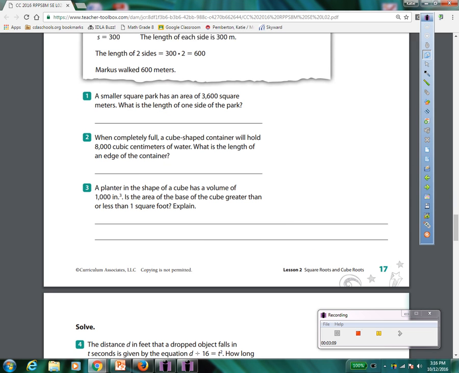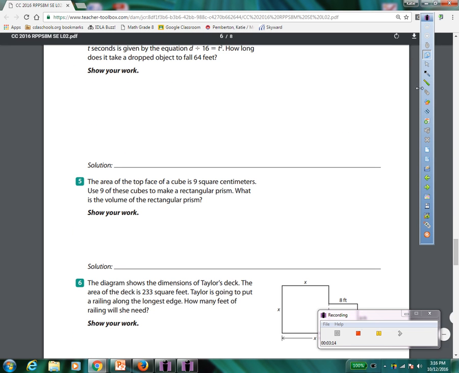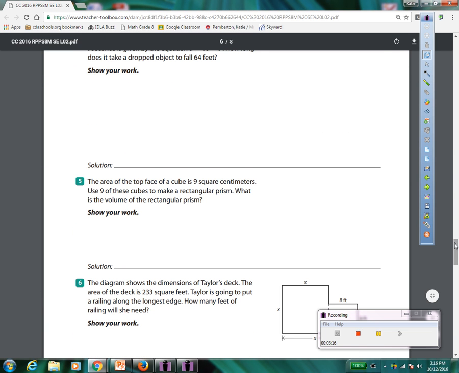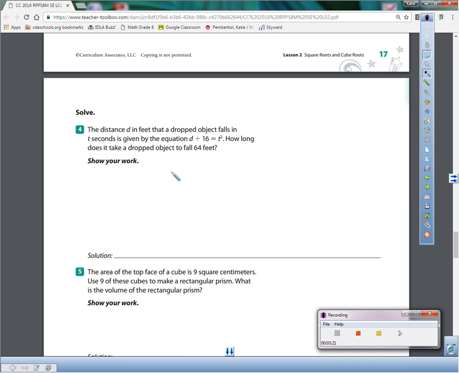Let's go to the next page here. On problem number 4, it gives you a formula here for distance dropped. It says the distance d in feet that a dropped object falls in t seconds is given by this equation. And it actually tells you the distance as well. So we're going to plug in the distance. So 64, and then we'll divide it by 4. Or excuse me, divide it by 16.